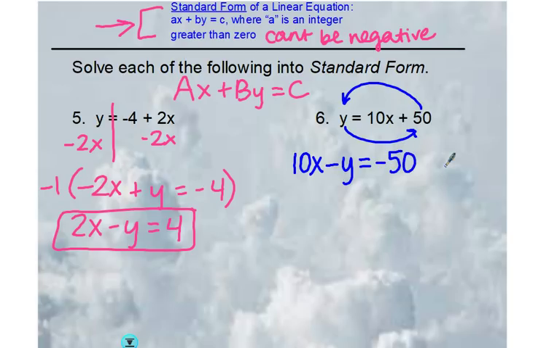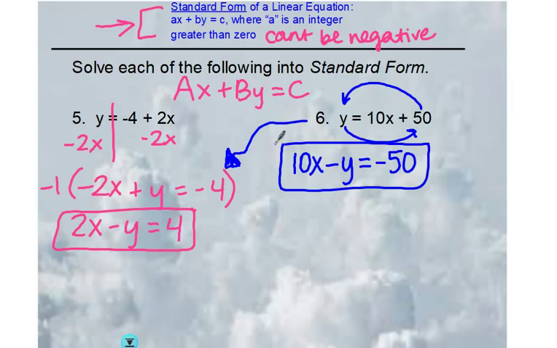All right, again, you could have gone down this longer route like we did over here. Subtract the 10x, and then you'll have a negative 10x, and then multiply everything by negative 1. So whatever is going to make most sense to you. As long as this leading x is positive, you're good to go.